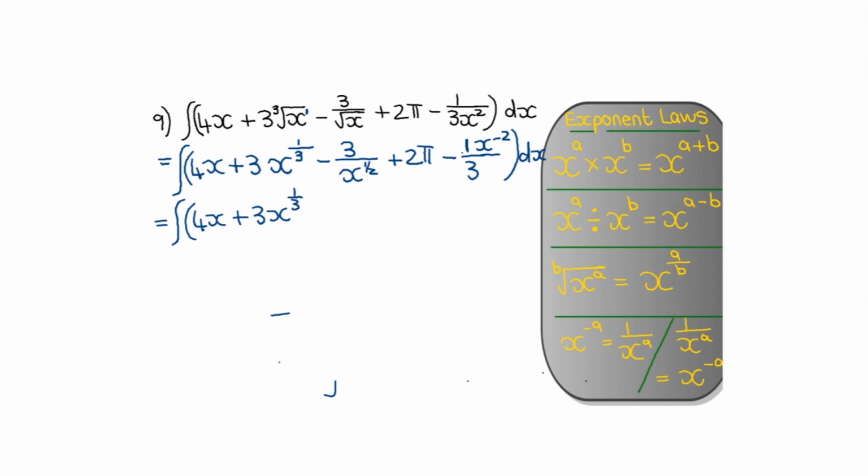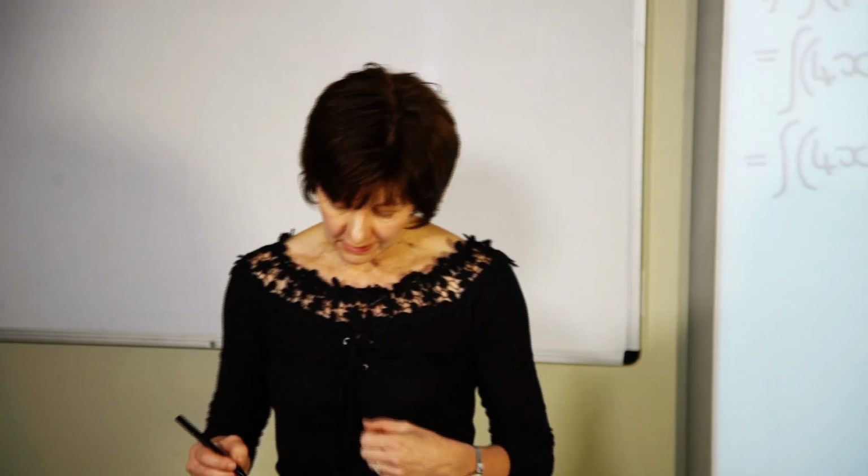So it's going to be 3x to the power a third minus 3x to the power negative a half plus the 2 pi minus a third x to the power negative 2. And all of these with respect to x is what I have to integrate. Now I'm actually ready to start with the integration.